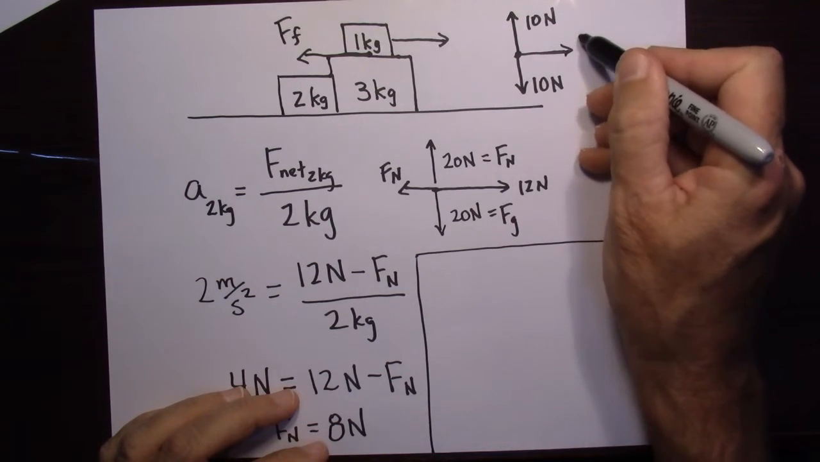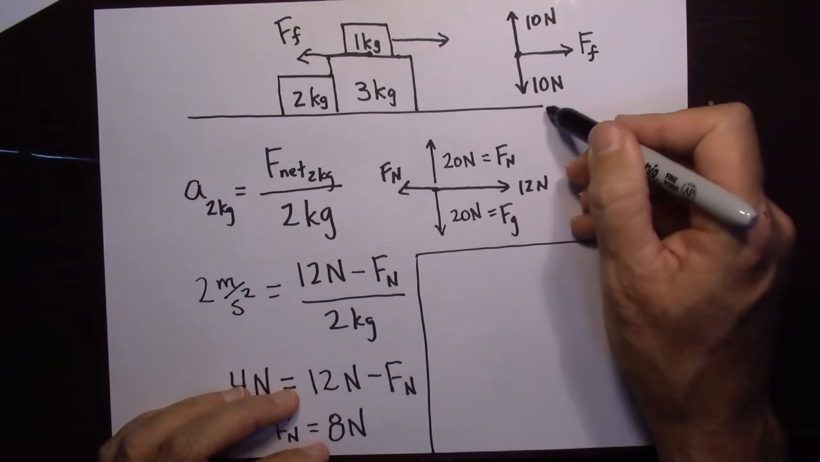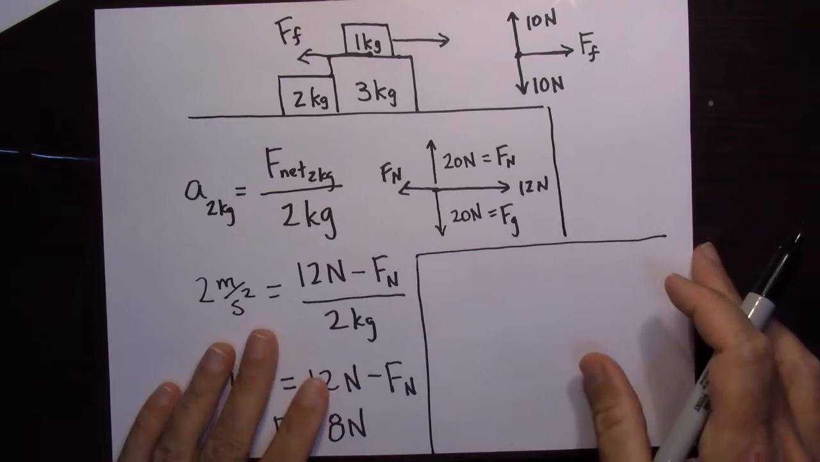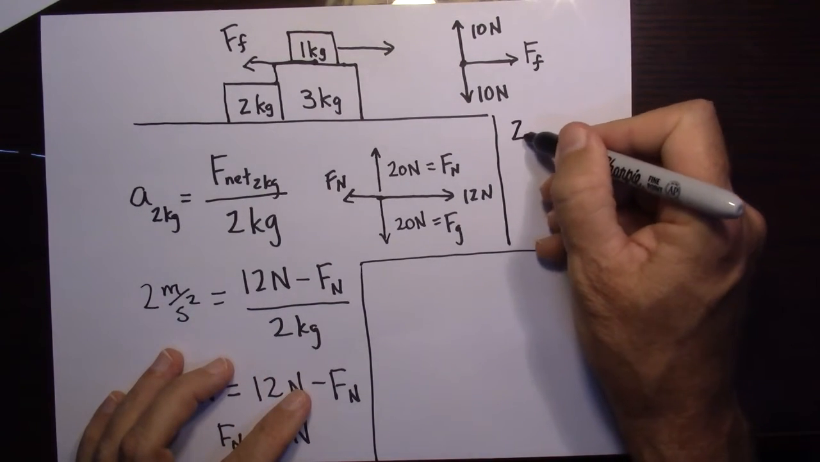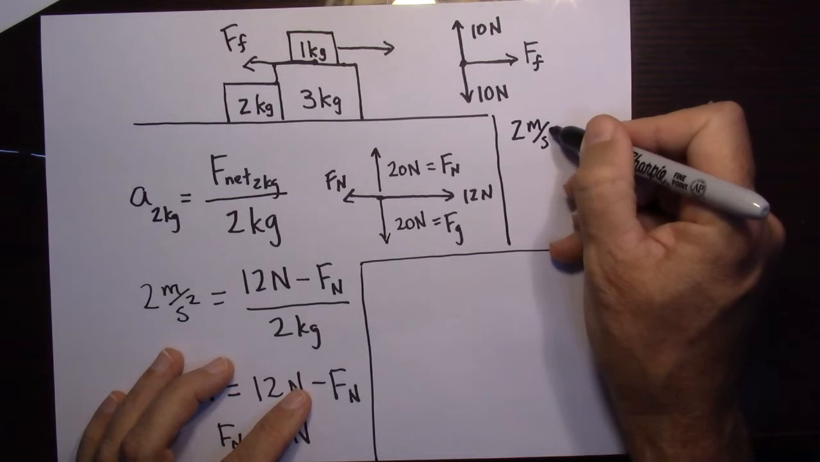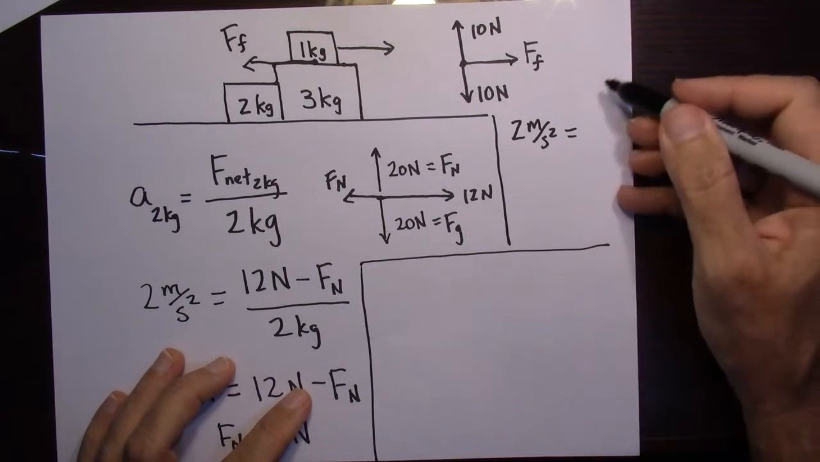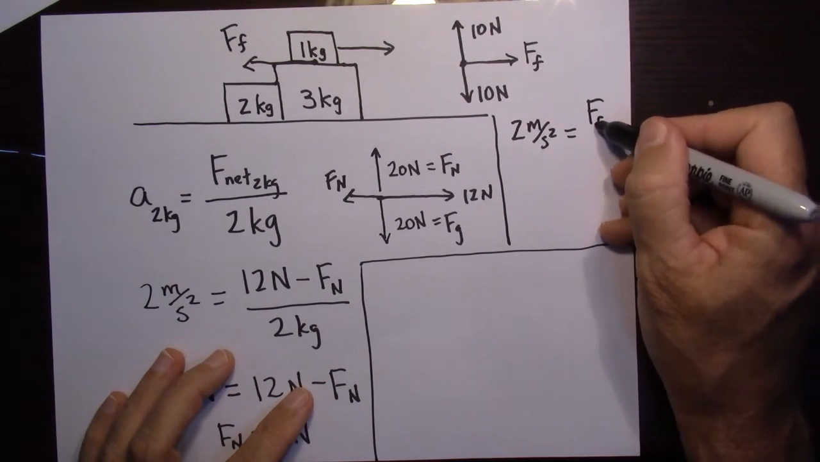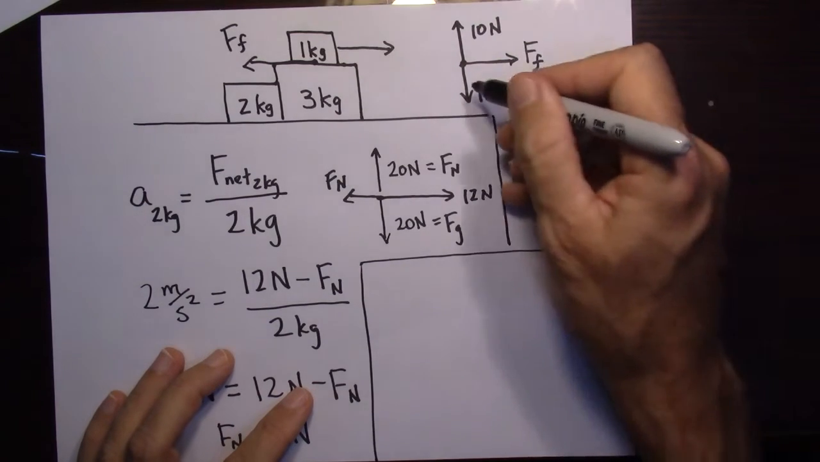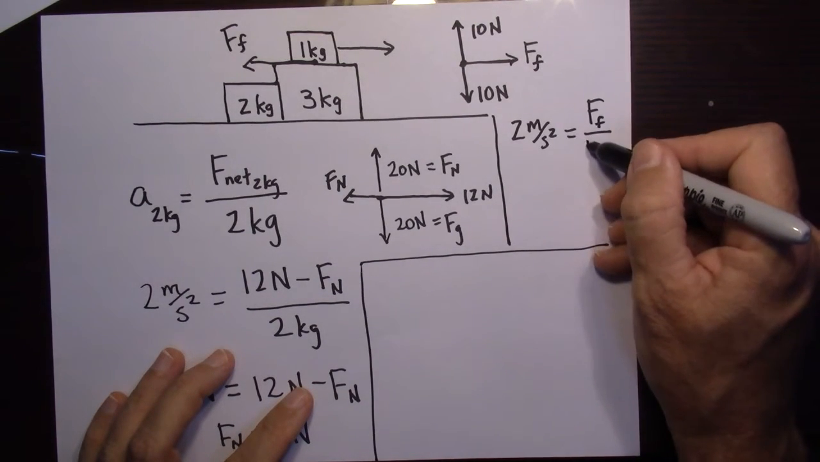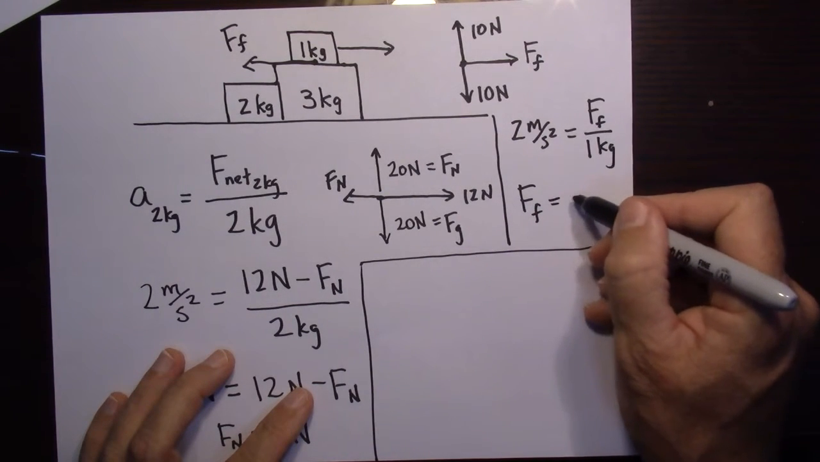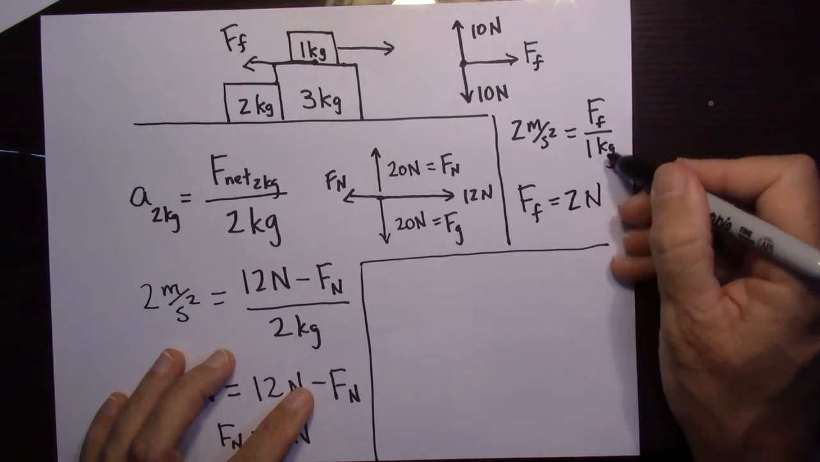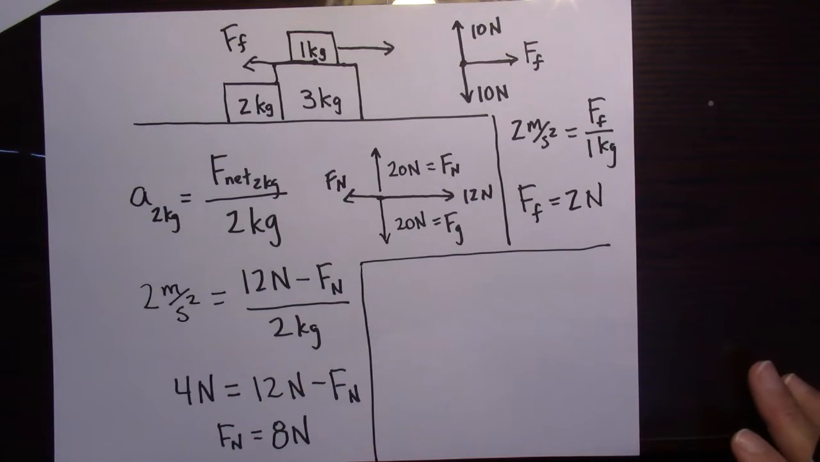That's the net force. And so let me apply Newton's second law there. Newton's second law says that the acceleration, 2 meters per second squared, which we know from the previous problem, is equal to the net force, the force of friction, all over the mass. This mass is 1 kilogram. So the force of friction is 2 newtons, if I solve for that.